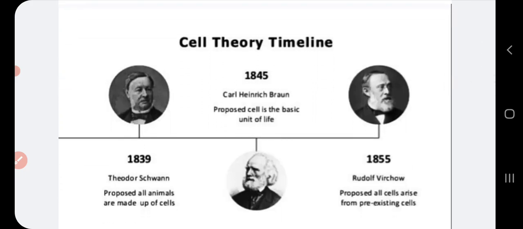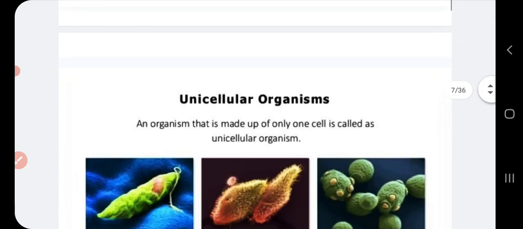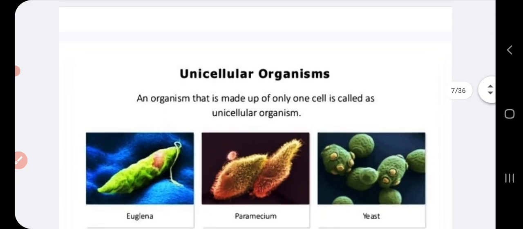In 1845 Carl Heinrich Braun proposed the cell is the basic unit of life, and in 1855 Rudolf Virchow proposed all cells arise from pre-existing cells. Okay, to make more cells, one from another, he discovered that theory. These are some names of the scientists.